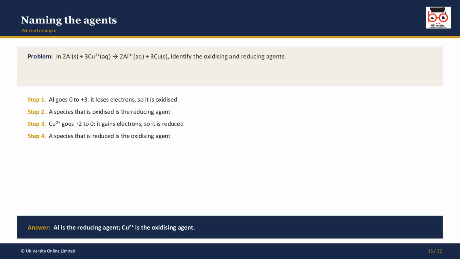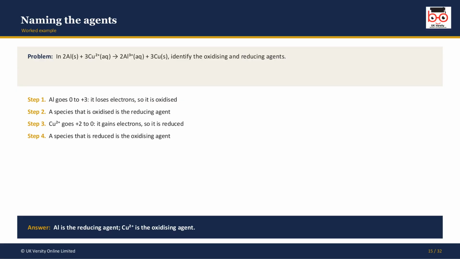Let's name the agents in the reaction of aluminium with copper 2+ ions, giving aluminium 3+ ions and copper. Aluminium goes from 0 to +3, losing electrons, so it's oxidized, and a species that's oxidized is the reducing agent. The copper 2+ ion goes from +2 to 0, gaining electrons, so it's reduced, and a species that's reduced is the oxidizing agent.